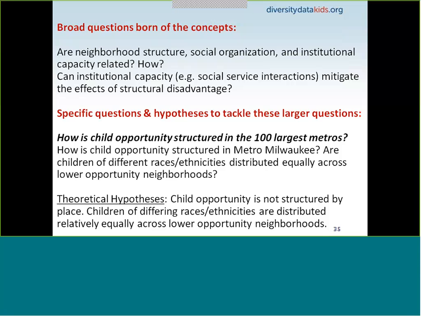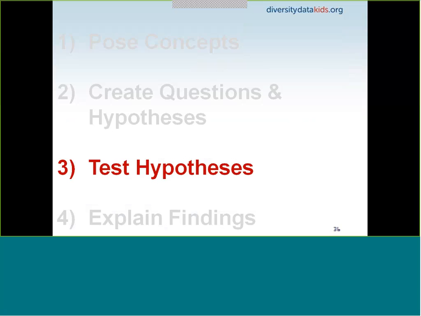And then I'll ask us to come together and think about hypotheses, or perhaps individually, depending on what we're doing. So for example, someone might say, no, child opportunity is not structured by place based on X, Y, and Z. Their hypothesis is that children of different races and ethnicities are distributed relatively equally across lower opportunity neighborhoods. And we'll have that discussion. Where I've used Diversity Data Kids is in testing these hypotheses. Certainly we can discuss them from the literature we've assigned or the discussions we're having, but this gives really hands-on, concrete data skills, visualizations, and the ability to compare numbers to test the hypotheses we're generating.